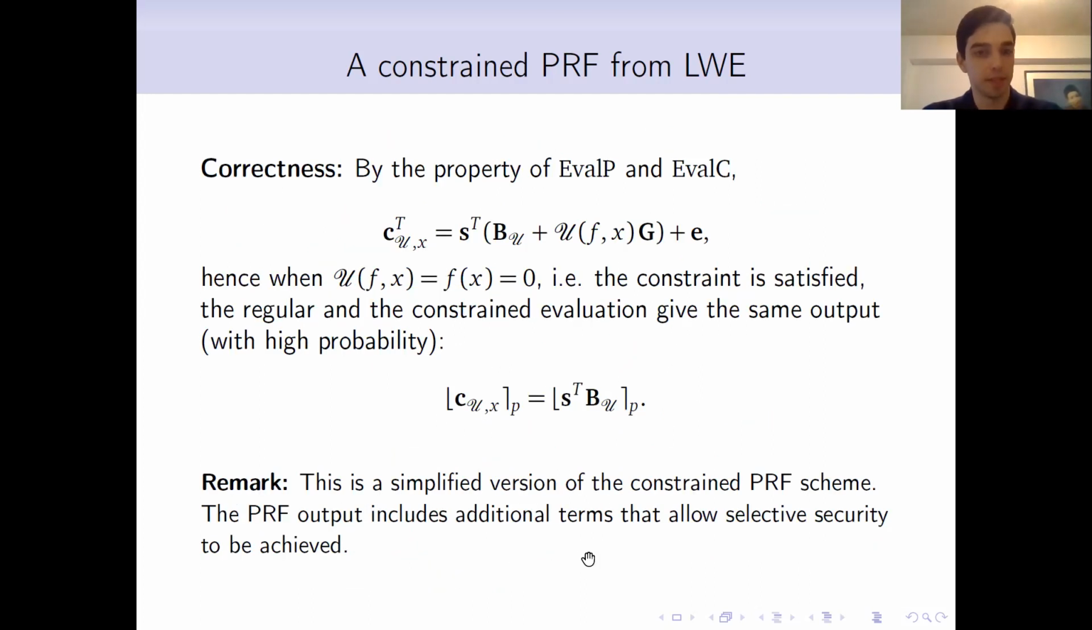The correctness of this scheme follows directly from the properties of eval-P and eval-C, which give us this equation. And so when the constraint is satisfied, we have that F of X equals 0. And so this term disappears, and we are left with S times BU plus some small error. And so when we apply the rounding operation, the effect of that error disappears. And so when the evaluation is authorized, the regular evaluation and the constrained evaluation algorithms output the same value.